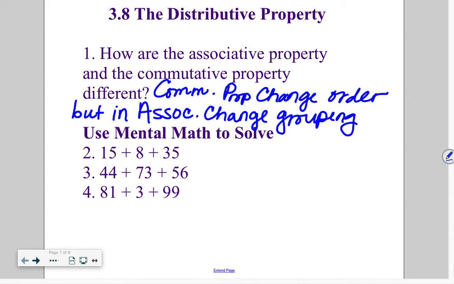Commutative property, change the order. In the associative property, change the grouping. Please record your answer in your notes. Commutative property, you change the order. CO, change order. But in the associative property, we change the grouping of the numbers.